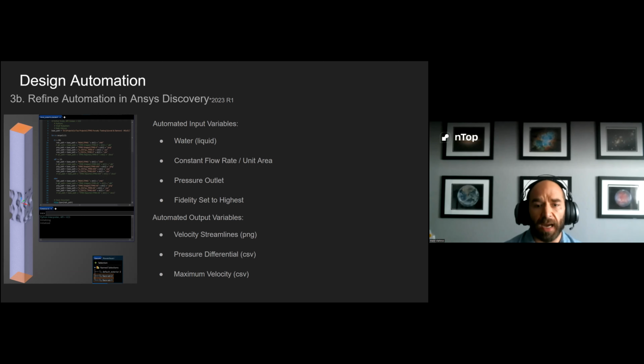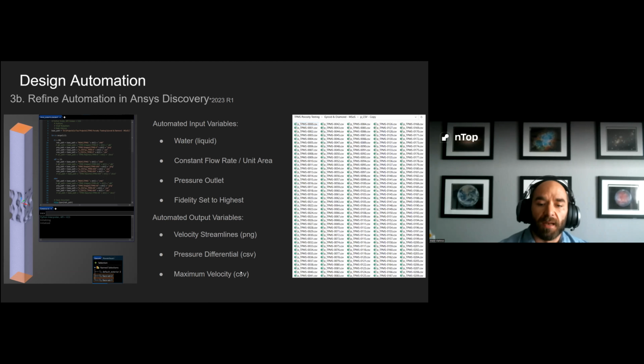Output variables that I was concerned with, at least at the time, were velocity streamlines as a PNG, and then pressure differential and maximum velocity as CSV files.